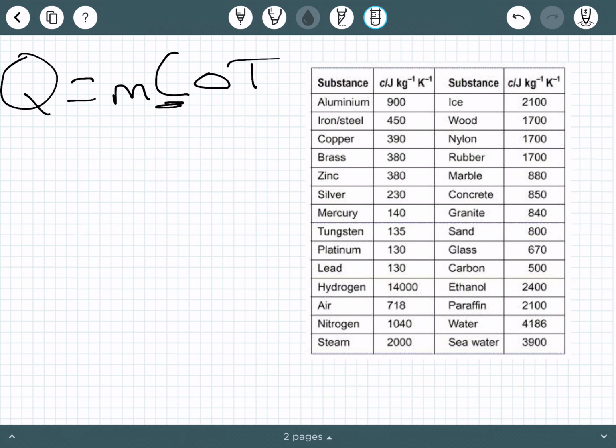Now, let's say I want to take 245 kilograms of silver, and I want to change that 85 degrees. Why don't you guys try to calculate that? All right, 245 kilograms of silver. I want to change that 85 degrees. Try to do that calculation, and then we'll give you the answer.